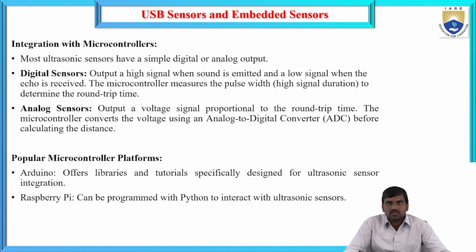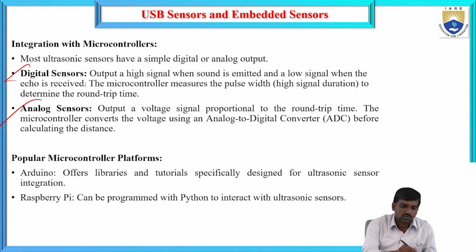Integration with microcontroller. Most ultrasonic sensors have a simple digital or analog output. Here, what is a digital sensor and what is an analog sensor? Digital sensors output a high signal when sound is emitted and a low signal when the echo is received. The microcontroller measures the pulse width to determine the round trip time. That is the digital sensors. Coming to the analog sensors, the output voltage is proportional to the round trip time. The microcontroller converts the voltage using an analog to digital converter before calculating the distance. So that is integration with microcontroller.